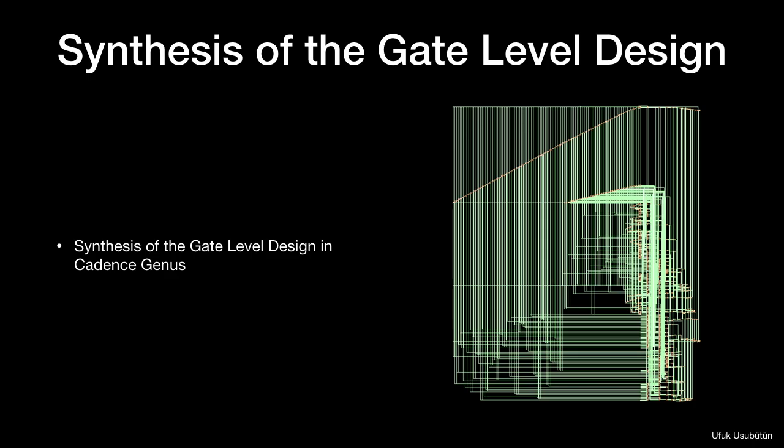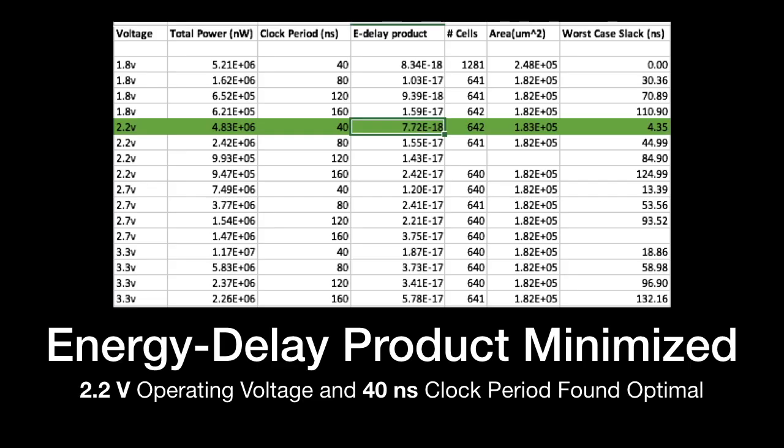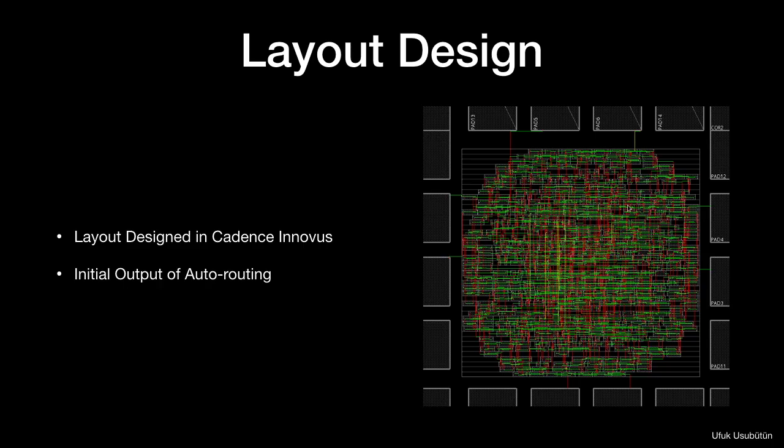After the behavioral design, I've synthesized the gate level circuit in Cadence Genus that you can see in the image. Once again using Genus, I've made multiple timing and power experiments, and I've chosen the best case scenario with the lowest energy delay product, which happened to be the 2.2 volt case operating in a 40 nanosecond clock period. Having decided on the parameters, I've moved on to layout design in Cadence Innovus.